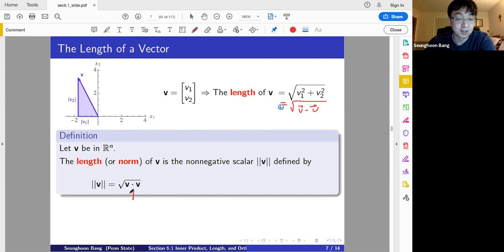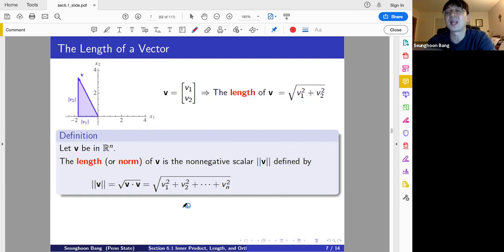So this is a definition: v1 squared plus v2 squared till vn squared. You have to extend from 2 dimensions to n dimensions. We have this kind of result. So what is norm of v squared? It is exactly the inner product of v and v.